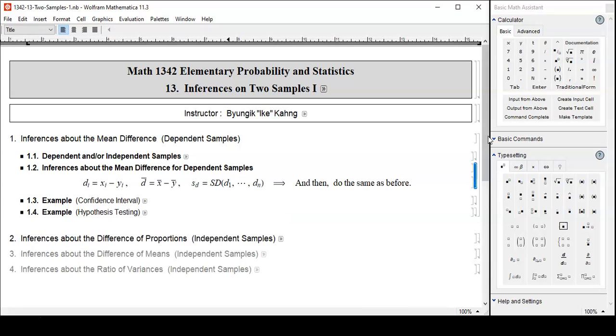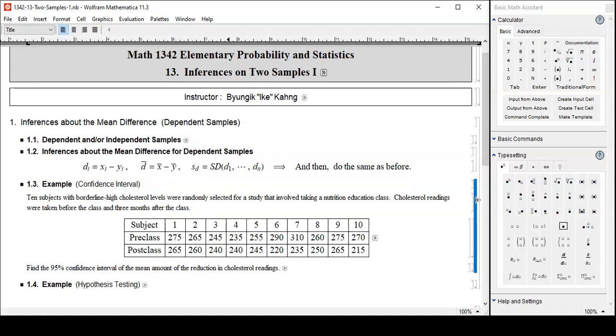Okay, let's go over to two completely dependent samples just paired together. In that case, we simply take the differences. So one sample has x1, x2, x3, x4, and so on, and the other one has y1, y2, y3, y4, and so on, and we simply take the differences. And what we get, the mean of the differences turns out to be the same as the difference of the means. And then if we take the standard deviation of the differences, then we can do a one sample inference. Here's an example.